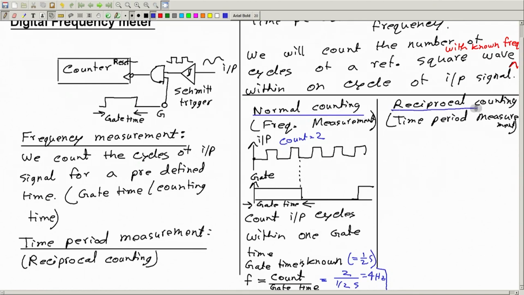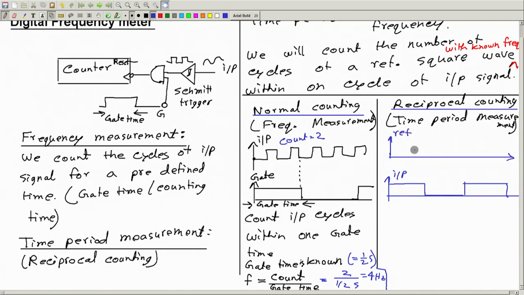And what do we do in reciprocal counting? In reciprocal counting, let this be the input signal, this is input. Okay. We will have a reference signal which is of much higher frequency and known frequency like this.